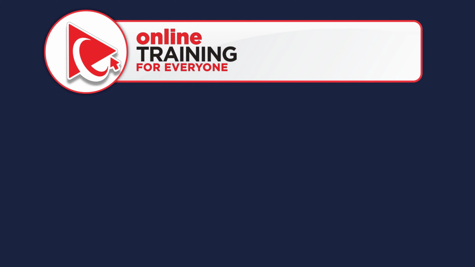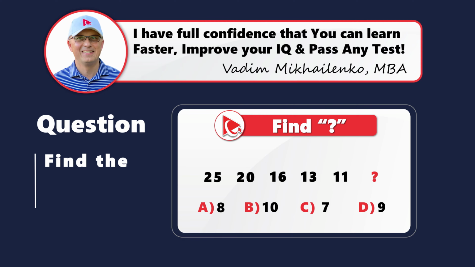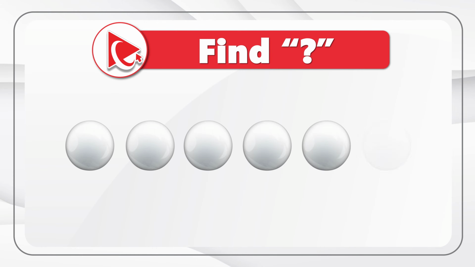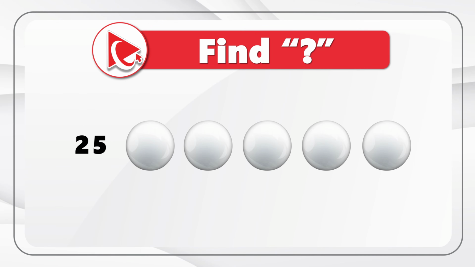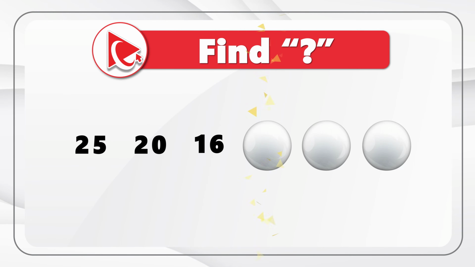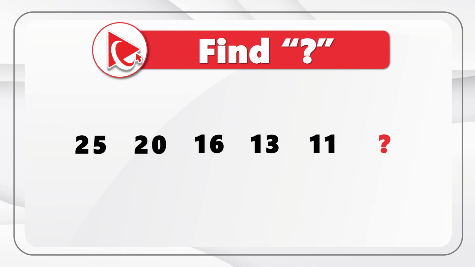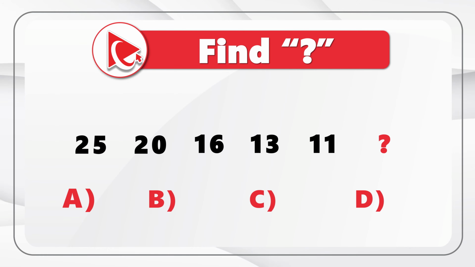I enjoy solving pattern questions because they're so easy to understand, but sometimes not so easy to solve. We're presented with the sequence of numbers, and we need to find the missing number, which is the next in the sequence. The numbers are 25, 20, 16, 13, 11, and then comes the missing number. You need to calculate the missing number out of 4 possible choices. Choices A, B, C, and D.